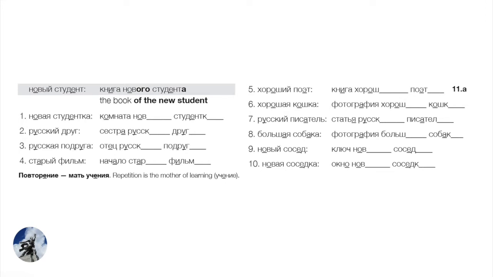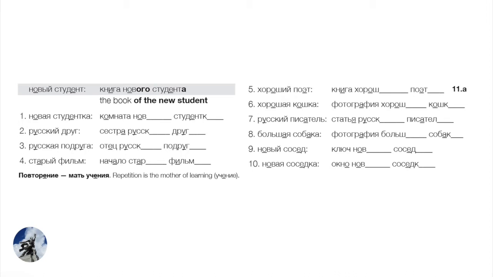What gender do we need, and what that tells us what endings we need to use, right? So if we look at number one, новая студентка, that's feminine. So we want to make that genitive to say the room of the new student, right? Just like in the example, новый студент, that was masculine. So we want to use that to express possession in Russian. We're going to make it genitive, and we get книга нового студента, right? Those are our masculine endings.